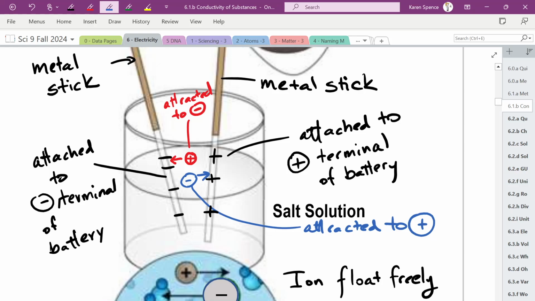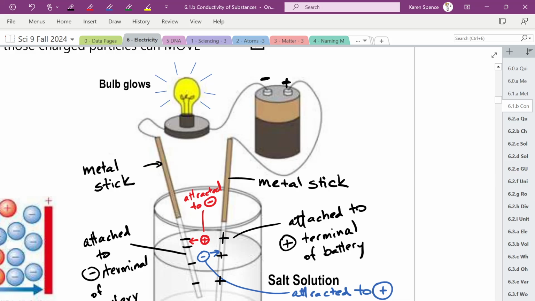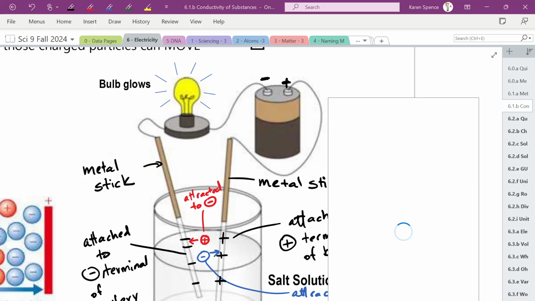But in order for electricity to flow, we need a complete circle, right? What's the other part of the circle? We've got the solution. What else is carrying charges in this? The battery, yes. What else? And the light. We got the battery.